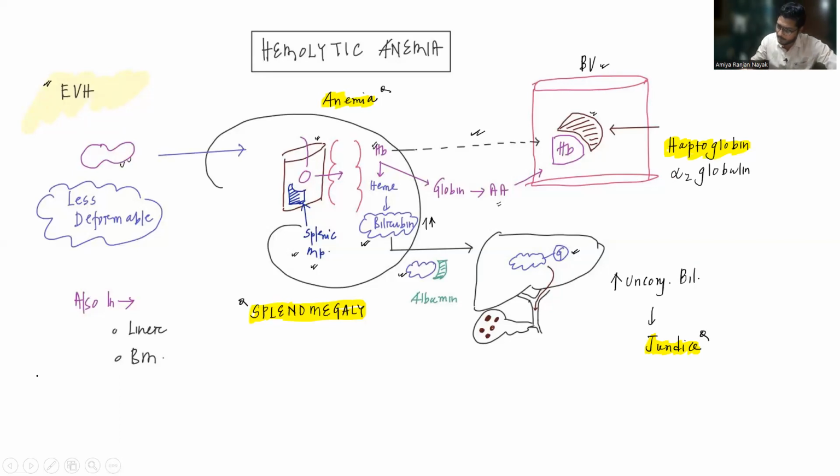Now this hemoglobin haptoglobin complex. So they will make this hemoglobin haptoglobin complex. Now this complex will again be taken up by the reticuloendothelial system, the macrophages, and they will be metabolized further. I mean, they will be destroyed further inside the macrophages. Okay. So that means in these patients, the haptoglobin will also reduce.